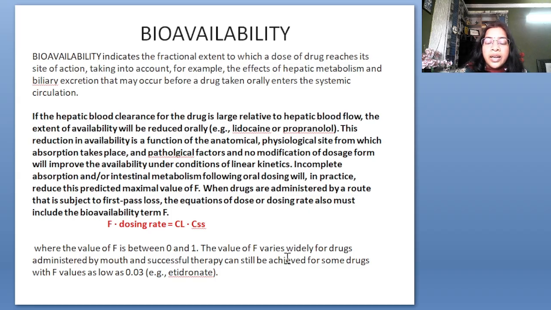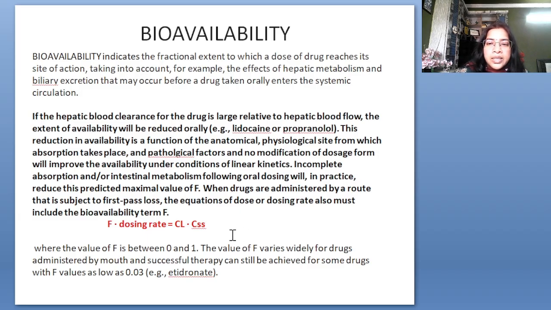Bioavailability is the fraction or amount of the drug that ultimately reaches the site of action after all the hurdles in its way, like binding with proteins or other cellular components, or loss of drug through first pass metabolism or any other pre-systemic and systemic metabolism pathways. So how do we calculate bioavailability?